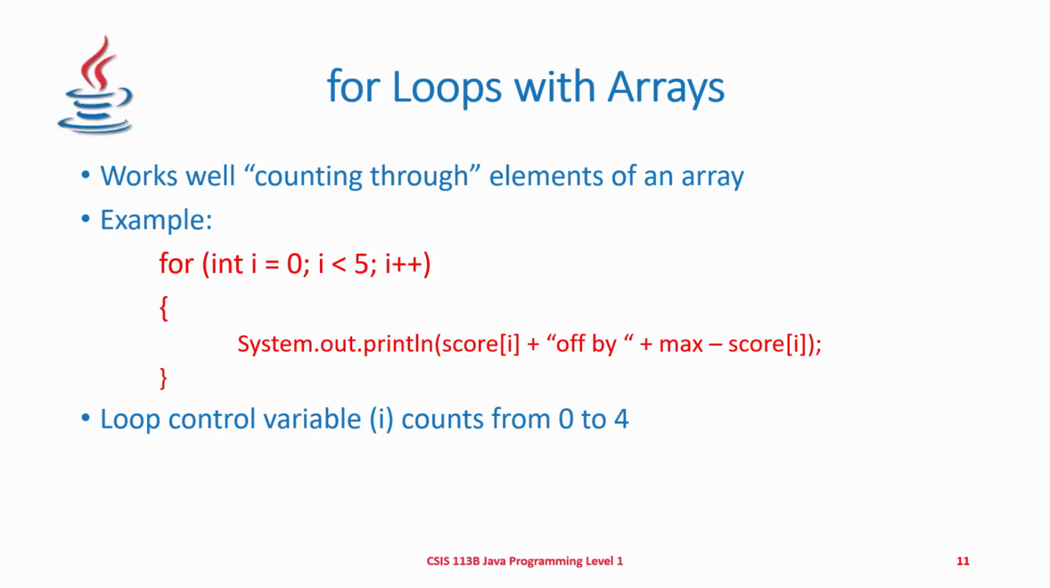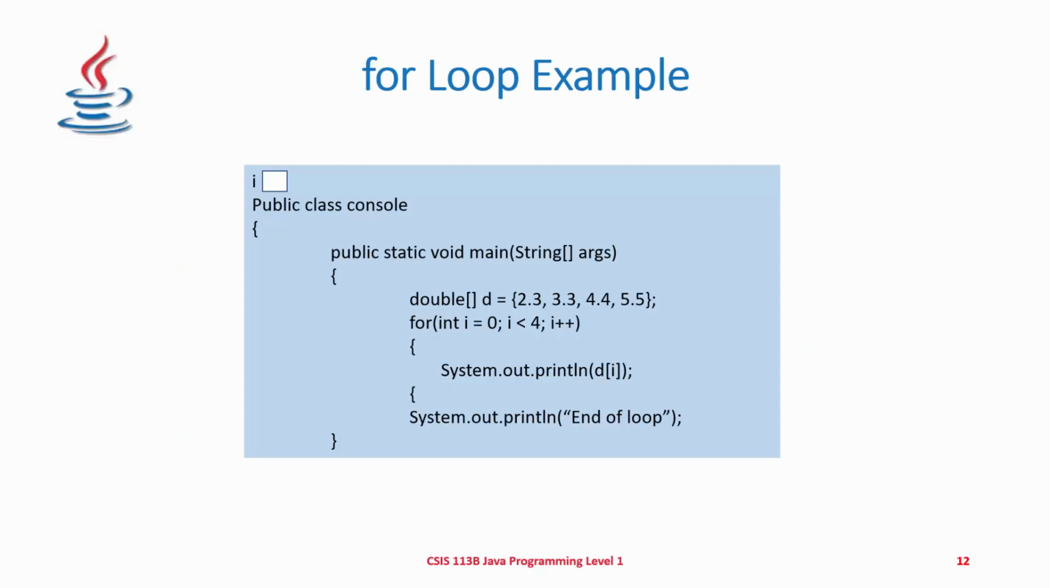And the key is that our control variable, I, is going to be counting from 0 to 4. So it starts out as 0, and the conditional expression says continue to run the for loop as long as it's less than 5. So 4 will be as high as I gets. So we'll show you this now in a little animation.